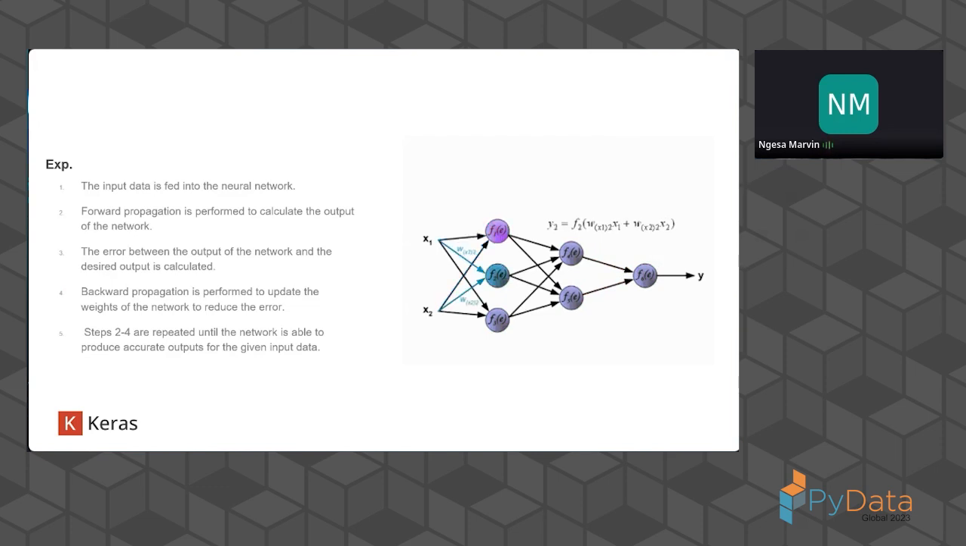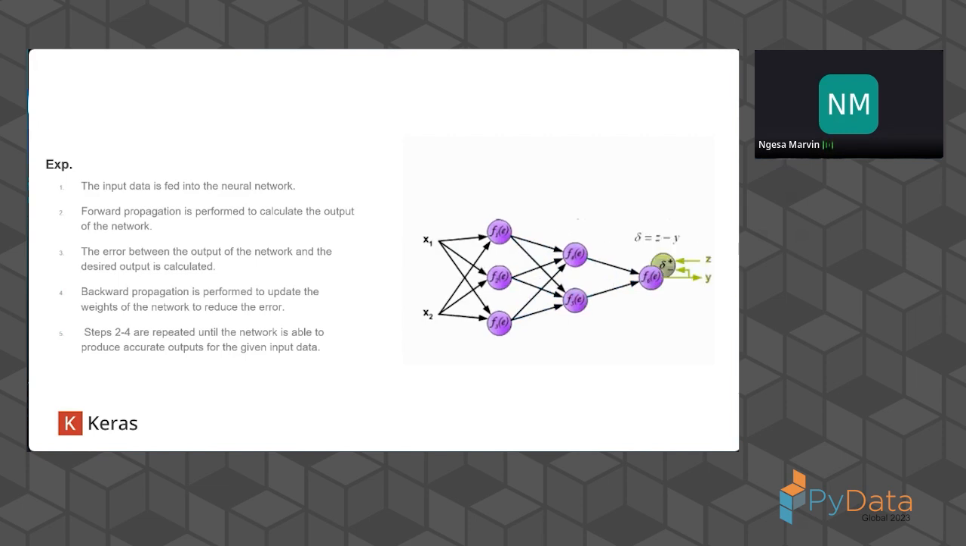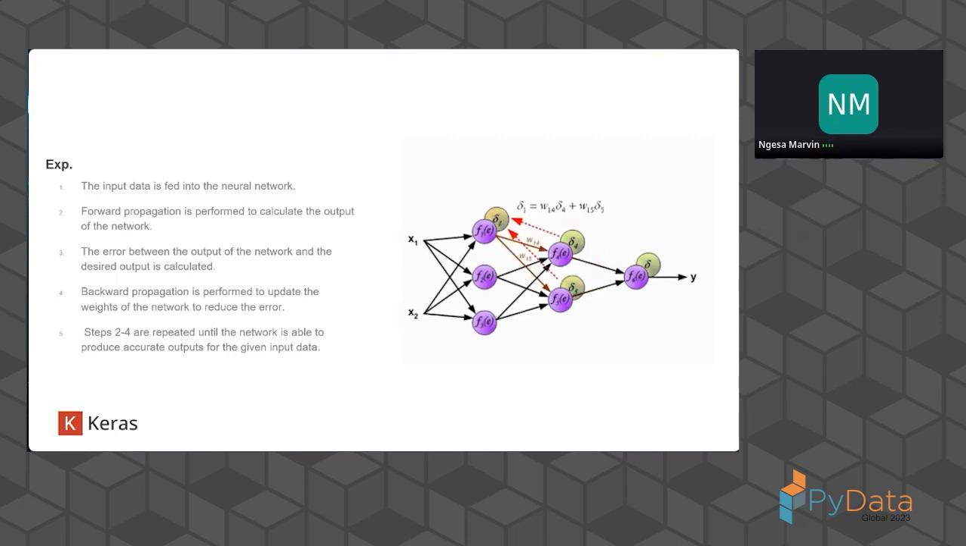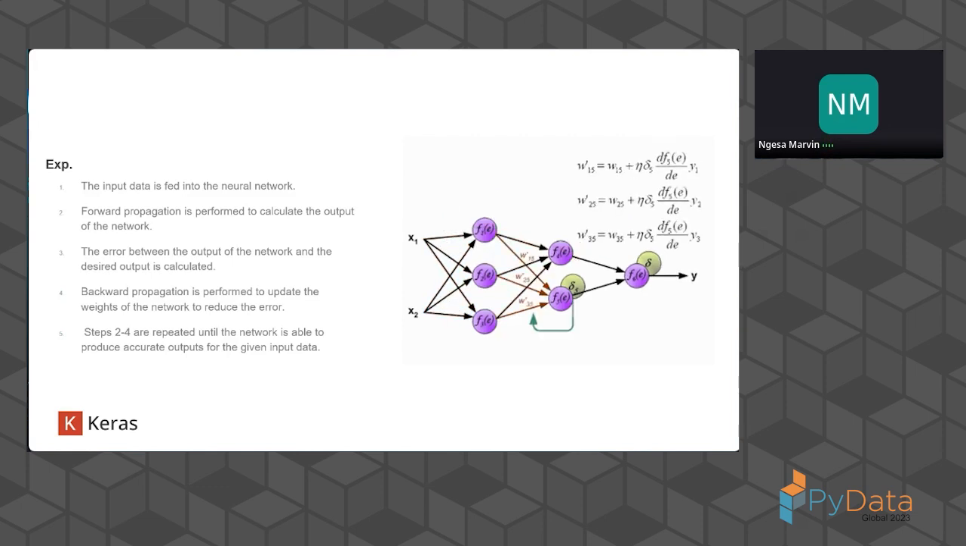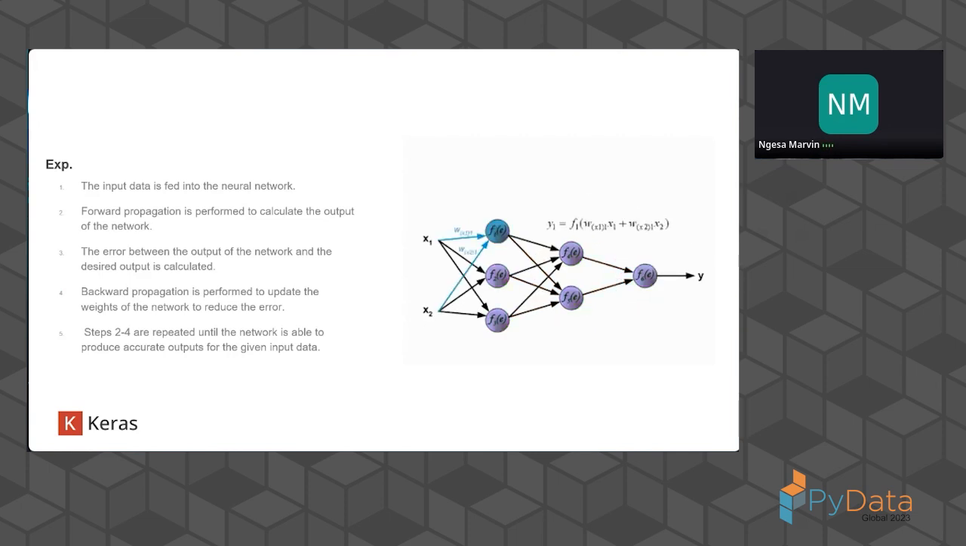So in this entire process, you have the forward propagation, you have the backward propagation, and then you use them together to train your neural network. The forward pass is used to calculate the output of the network, while the backward pass is used to update the weights of the network to reduce that error. So the process is repeated over and over again until you're able to increase your accuracy and produce an accurate prediction for every input that you give to it.